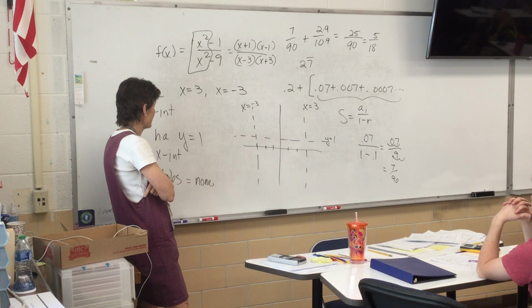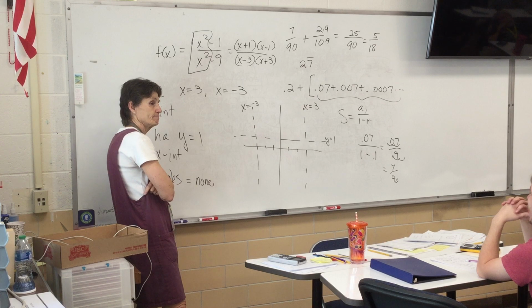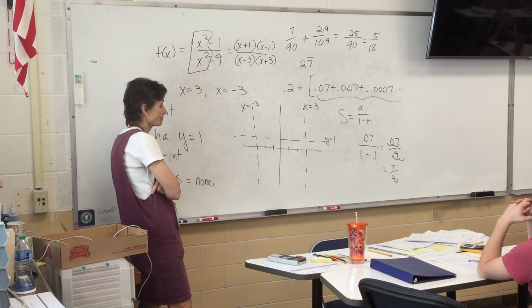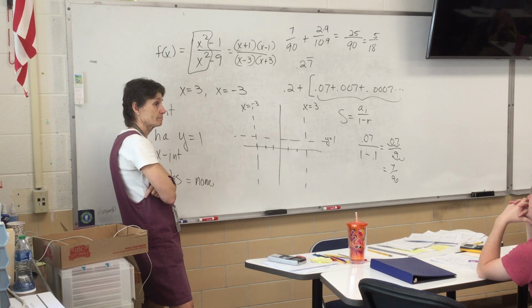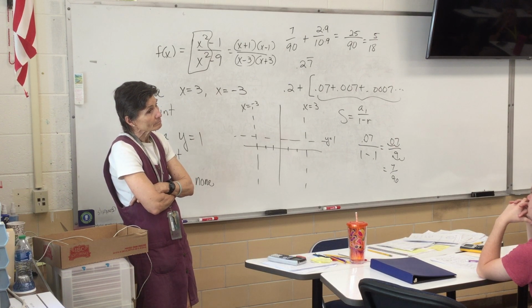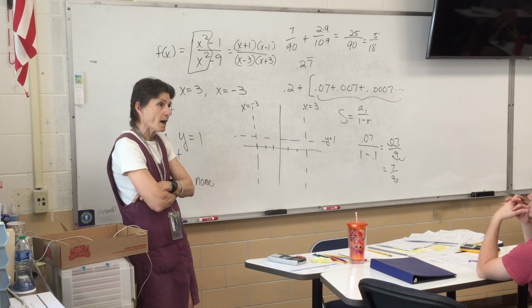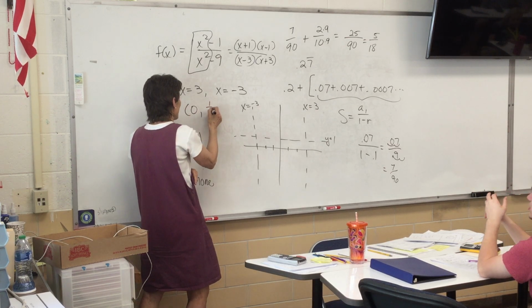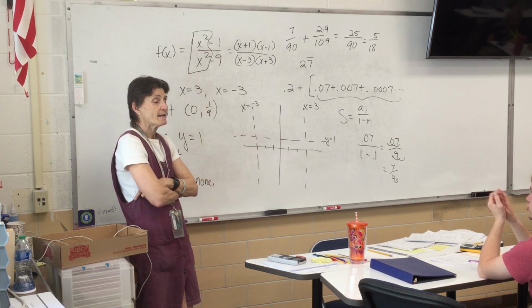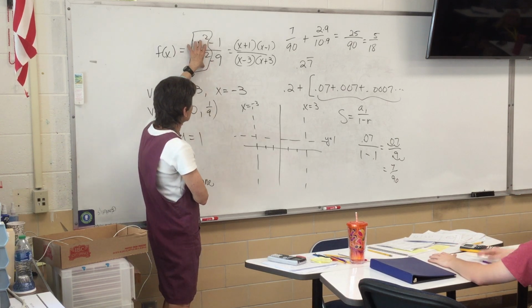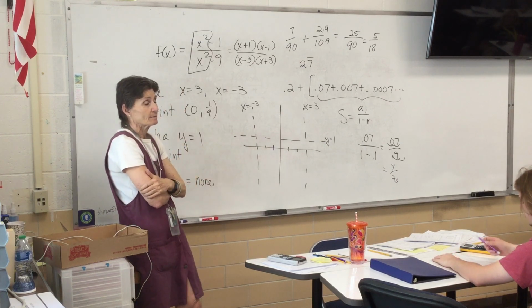All right. What can you tell me about intercepts? Over 9, that is the y-intercept. The y-intercept is 0, 1/9. To get a y-intercept, you plug in 0. And if you plug in 0 for your x's, you get 1/9.